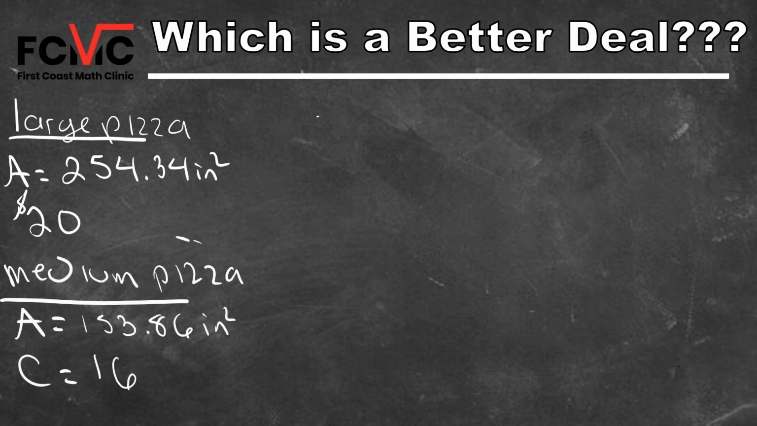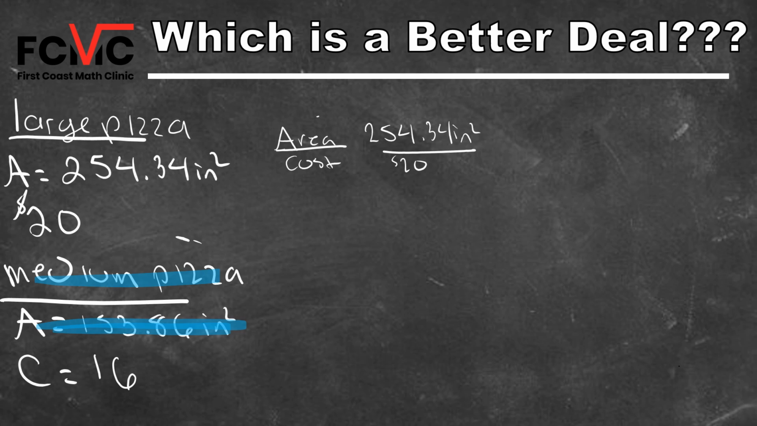Okay, so we have our information for our large pizza and our medium pizza. We've got the area that we figured out and the original cost. Let's figure out what that original medium pizza needs to be priced at to be as good or better a deal than the large pizza, right? So let's use our ratio of how much pizza we're getting for $1. We're going to do our area over our cost, that was 254.34 inches squared over our $20.